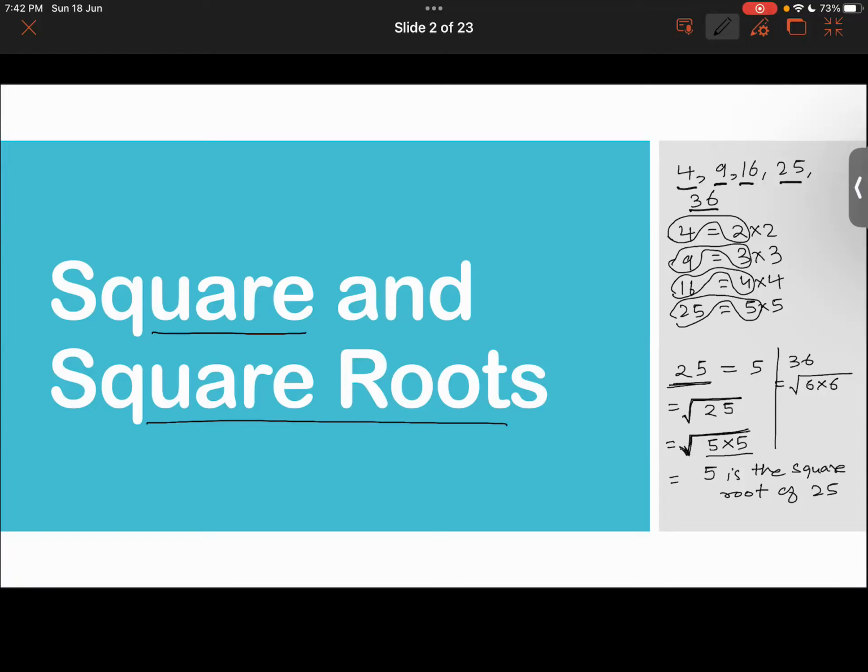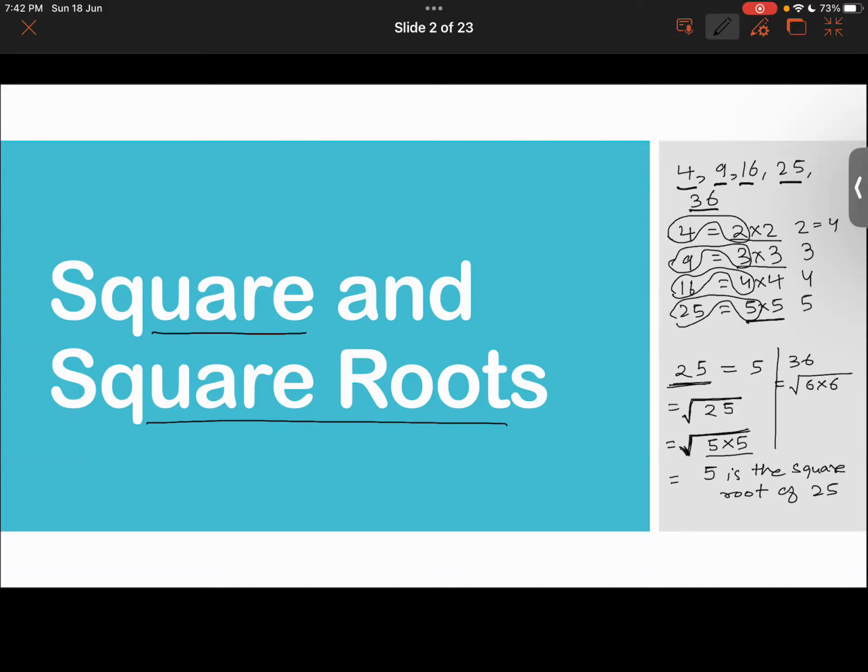Different numbers. So these numbers can be represented like this: 4 can be written as 2 multiplied by 2, 9 can be written as 3 multiplied by 3, 16 can be written as 4 multiplied by 4, and 25 can be written as 5 multiplied by 5 here. So we basically say that the squares of 2, 3, 4, and 5 are what?